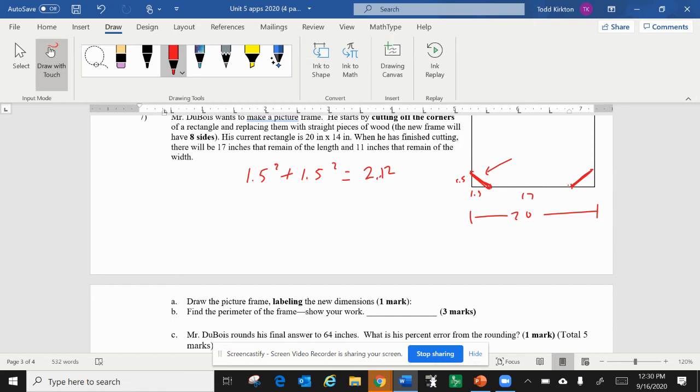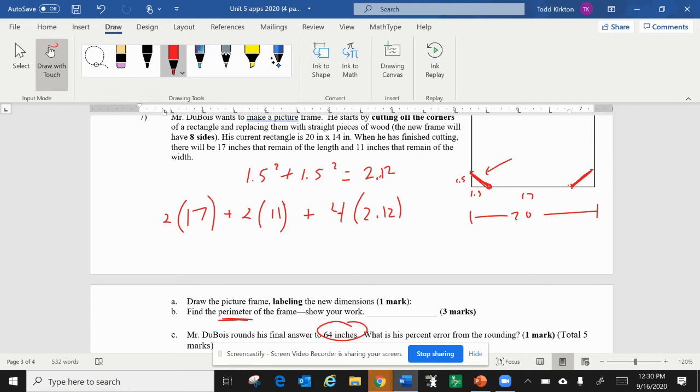So when the question asks you for the perimeter of the frame, you have 2 17s, you have 2 11s, and then you have 4 of the diagonals, the corner pieces, and that would be the perimeter. I'm not going to do the actual answer, or I guess I am in a little bit here. So it says Mr. Du Bois rounded his answer to 64. What's his percent error from the rounding?